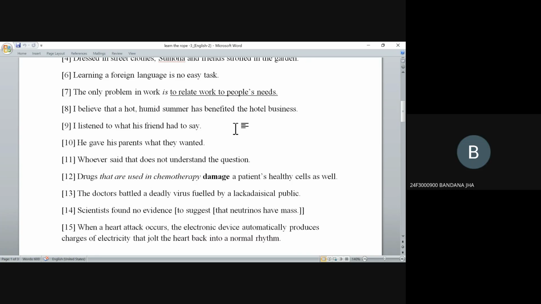That does not understand the question. Subject. That does not understand the question is your subordinate clause. What kind of clause is that? Noun. Noun clause, okay. So if I ask a question, whoever said what, will what answer the question that does not understand the question?